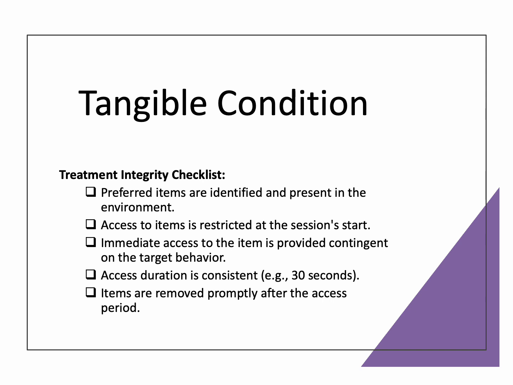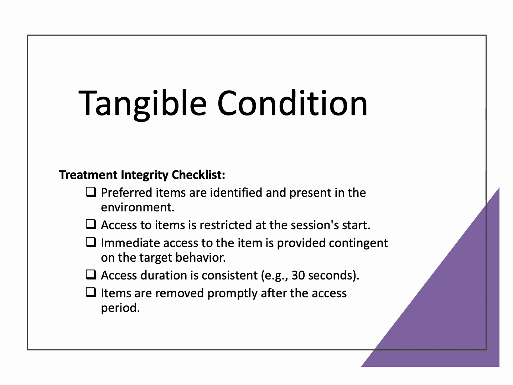Okay, so let me go back to the treatment integrity checklist. We want to make sure we have preferred items that are identified, and then we want to present those in the environment. Access to the items is going to be restricted at the start of the session, and they should only get access to those items contingent on the problem behavior. So immediate access to the items is provided contingent on the problem behavior.